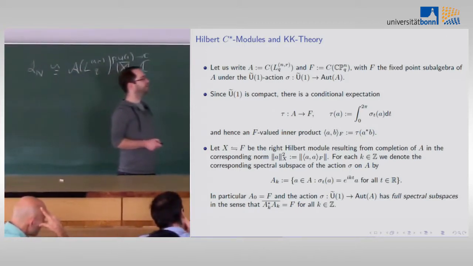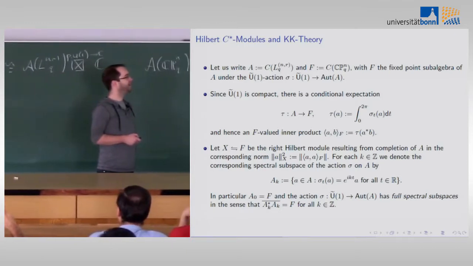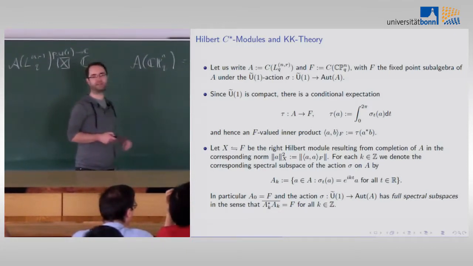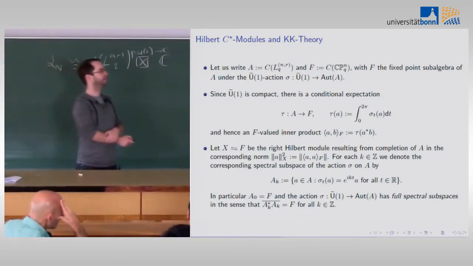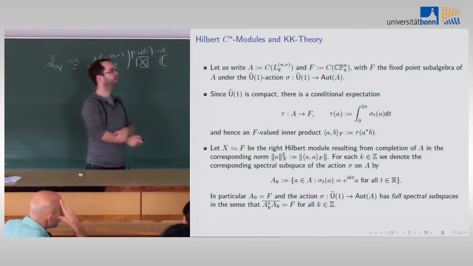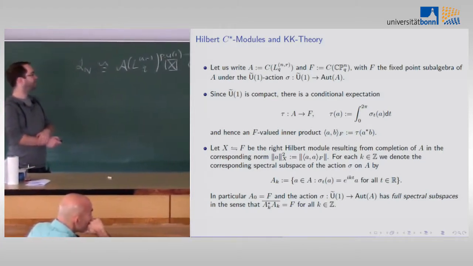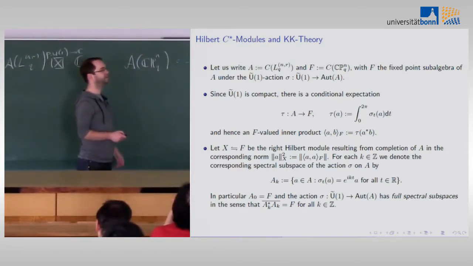And for each integer k, we'll denote by A_k the corresponding spectral subspace. So this is a Fourier decomposition. These are the elements of A which have weight k under this U1 action. So in particular, we have, as I've already written here in the algebraic setting, A_0 is just the fixed point algebra.